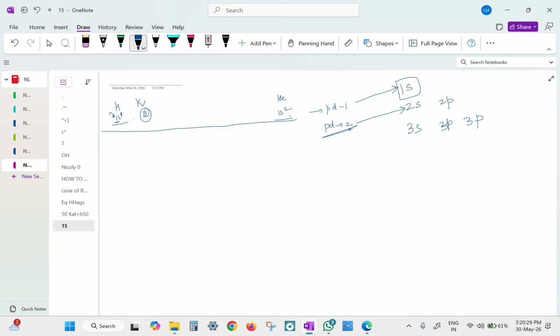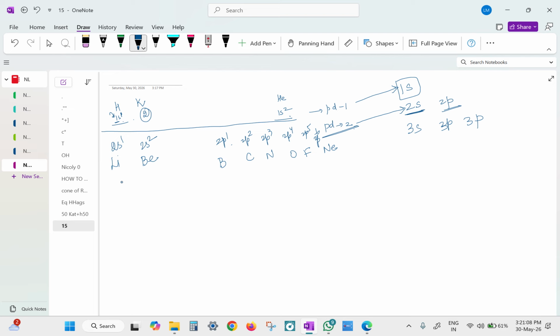Then coming to period 2. Period 2 will start with the filling of 2s, correct? So can we say that it is 2s1 and 2s2? The element with 2s1 is lithium. The element with 2s2 is beryllium. After that, even the 2p is filled up. So 2p means 2p1, 2p2, 2p3, 2p4, 2p5 and 2p6, which is boron, carbon, nitrogen, oxygen, fluorine and neon.